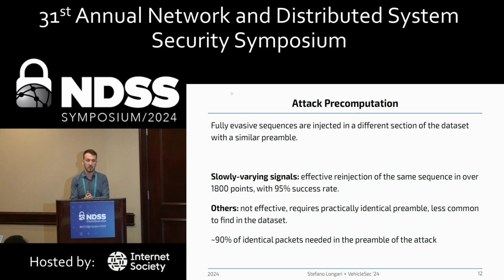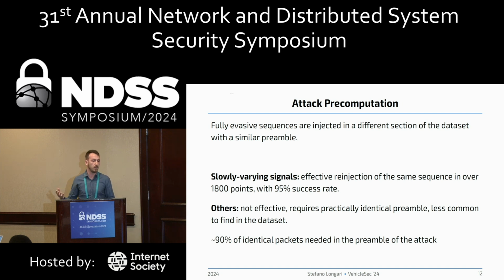The preamble is basically what is before that, because the intrusion detection systems will check not only the attack, but also what is coming before it. They will consider, say, 40 packets. Maybe 20 packets are the part before the attack, and 20 packets are attack packets. So we take these sequences that we found fully evasive in a specific moment, we take the preamble, and we search for a similar preamble throughout the dataset. And we have found two different cases.